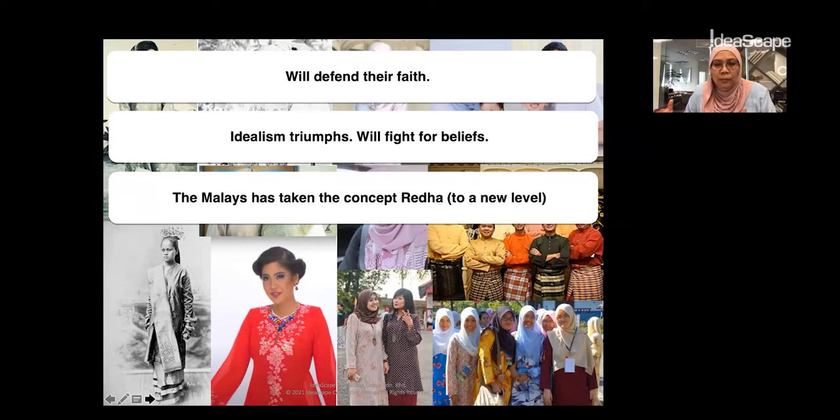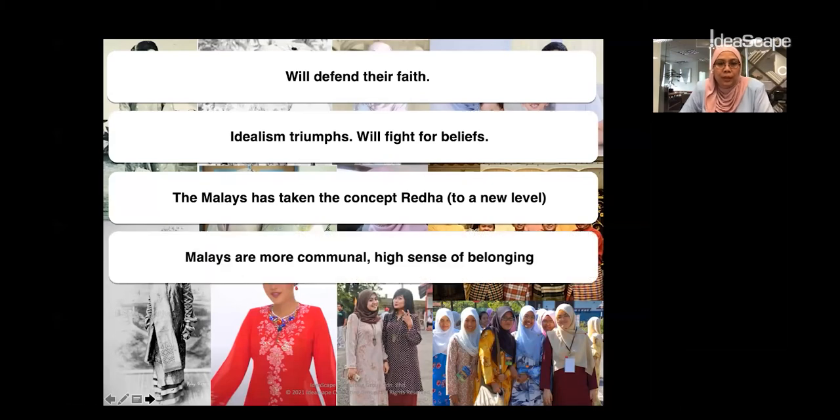Yeah, you can see that the Malays are the ones who have this concept that this is what God has fated me to be, and I accept it. So I think that I'm not going to go any further or take the extra mile for that. Yeah, so this concept redha is there at the back of the mind of the Malays.